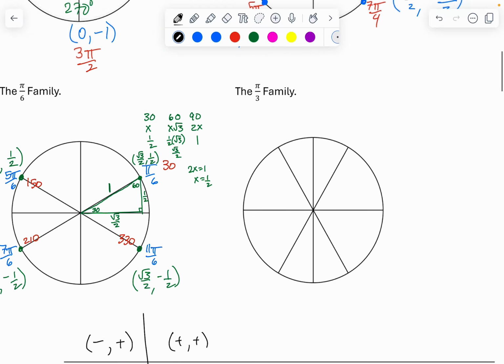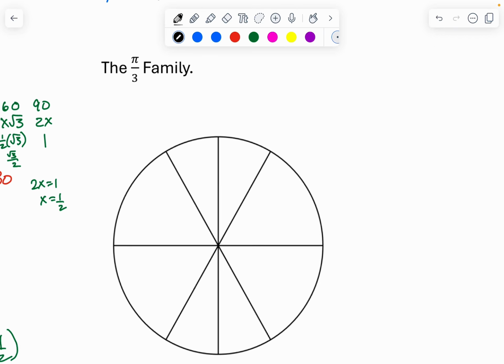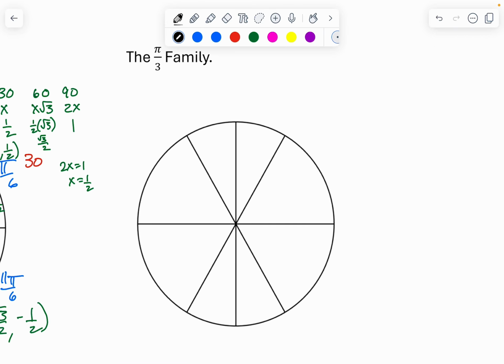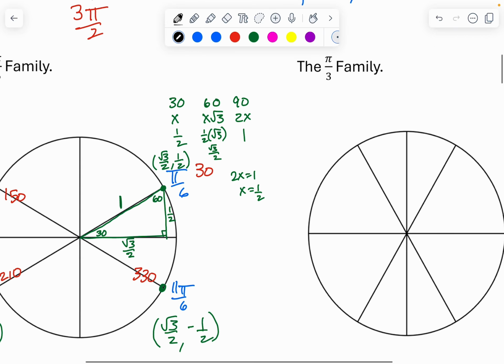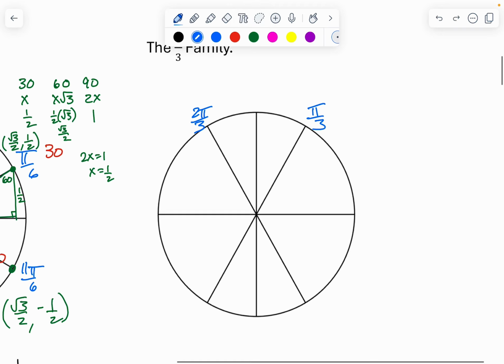Okay, so that was the pi over 3 family. I lied. That was the pi over 6 family. Now let's look at the pi over 3 family. So let's coordinate what colors I did before. Okay, so this is 1 pi over 3. This is 2 pi over 3. 3 pi over 3 is actually here. That's pi, but we don't want to write that down because we already have it. So then this becomes 4 pi over 3, and this is 5 pi over 3.